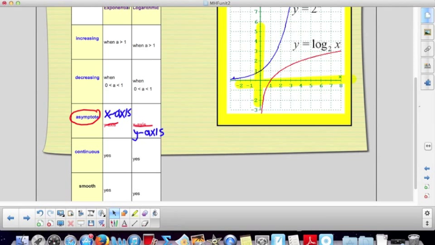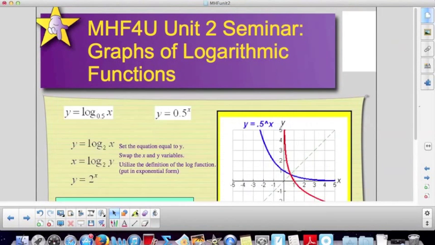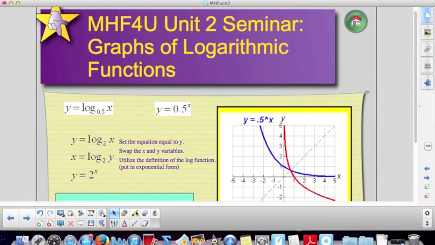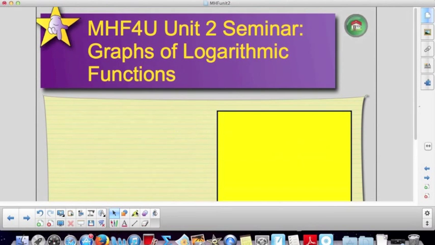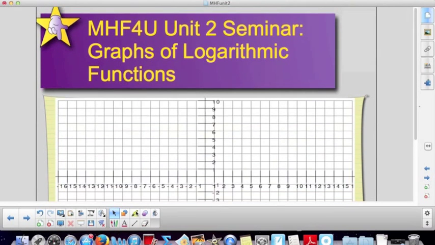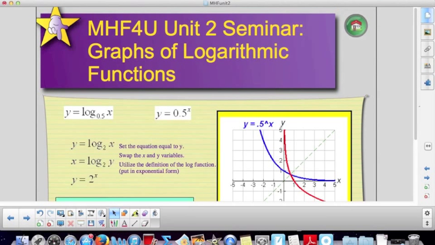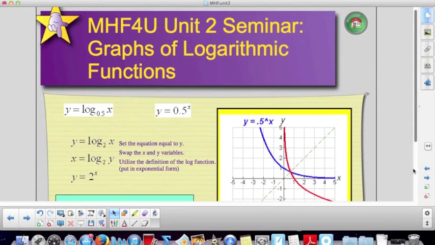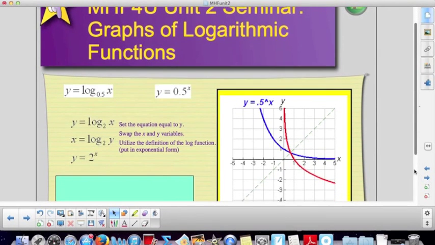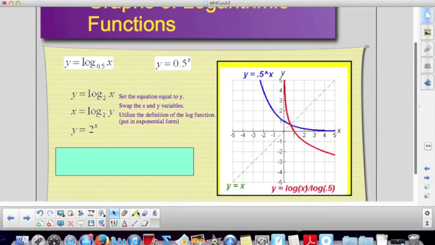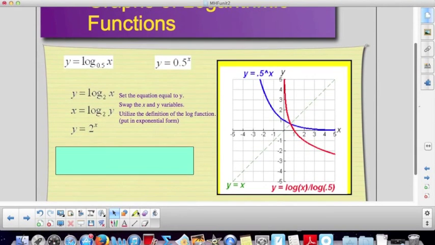Now with that inverse relationship, we're going to talk about how to come up with graphs, how to come up with table of values, and also how to come up with equations. So we're going to address the graph of y is equal to log to the base of 0.5 in a second. But let's start off with the graph that we were just looking at, which is y is equal to log x with the base of 2.